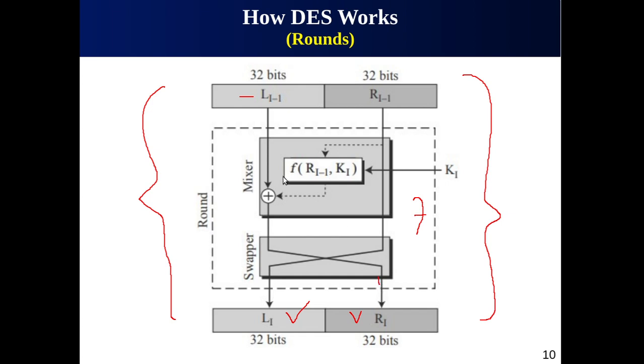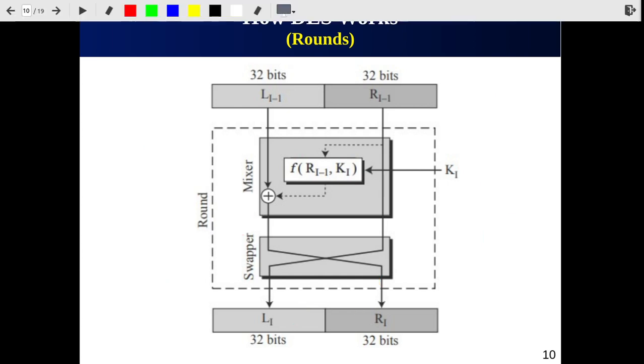So actually the Feistel cipher has two things, mixer and swapper. Swapper: left becomes the right, right becomes the left. Okay, and mixer, actually we are applying permutation and S-boxes so that we can mix the bits in order to make it secure and in order to achieve the confusion and diffusion properties. So this is what's happening in one round of the DES algorithm.